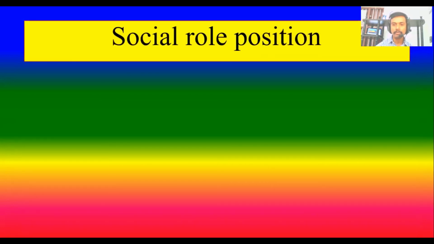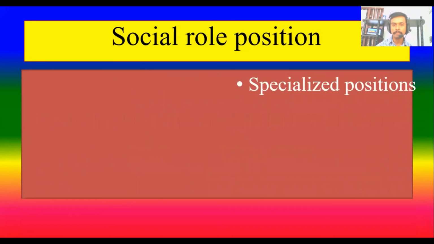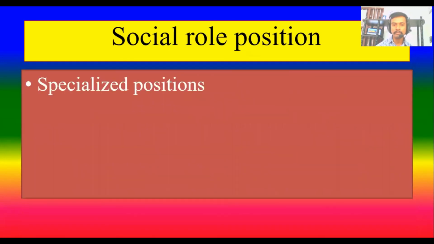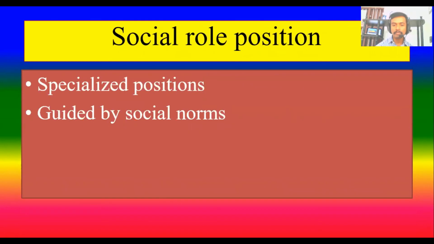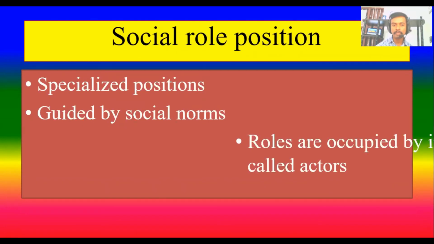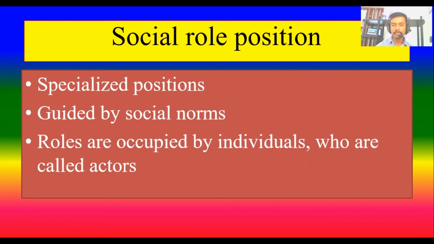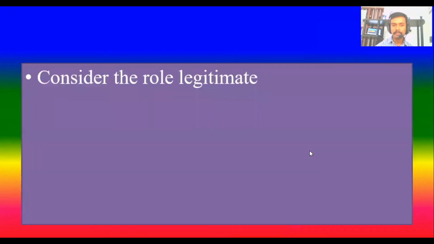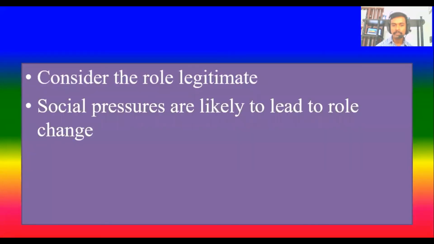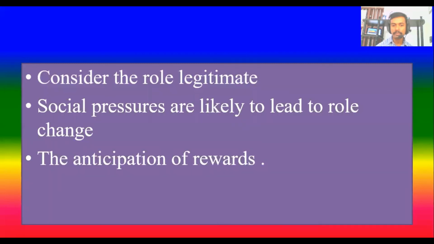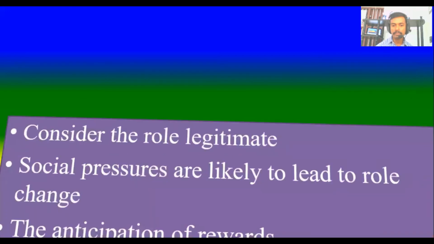Social role positions are specialized positions guided by social norms. Roles are occupied by individuals who are called actors. Consider the role legitimate. Social pressures are likely to lead to role change, and the anticipation of rewards.